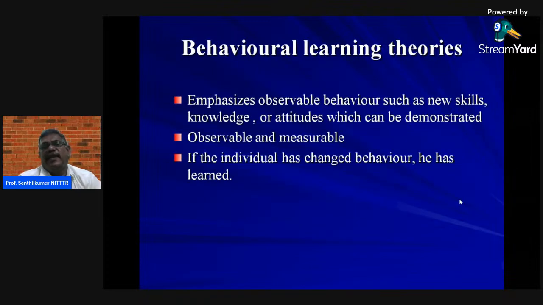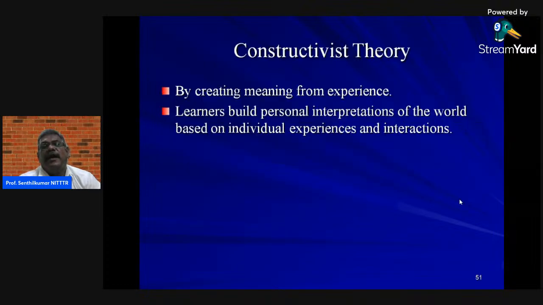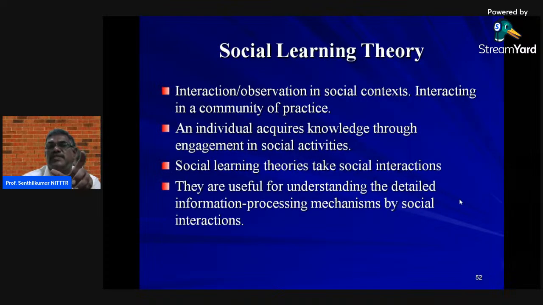This is behavioral learning. It emphasizes observable behavior such as new skill, knowledge, or attitude which can be demonstrated, observable and measurable. And constructivist theory means creating meaning from experience. We already have the constructivist approach for teaching. And social learning: there is interaction, observation, social context, interacting in a community of practice.